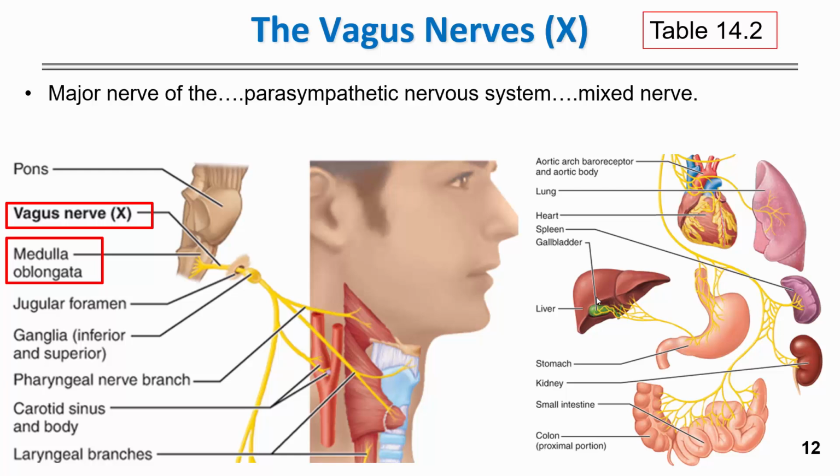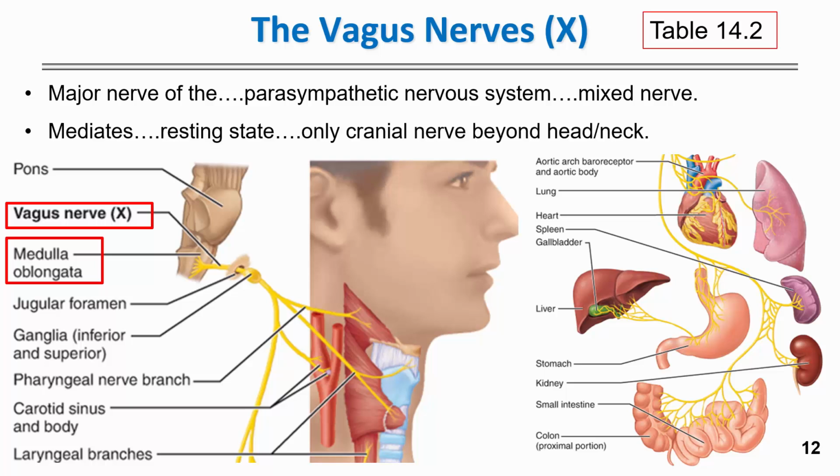Cranial nerve 10, the vagus nerve, is the major nerve of the parasympathetic nervous system. And this is also a mixed nerve, in that this nerve will provide a motor function and a sensory function. And when we think about the overall function of the vagus nerve originating here, as we can see, in the brainstem region, specifically the medulla oblongata, mediates a resting state.